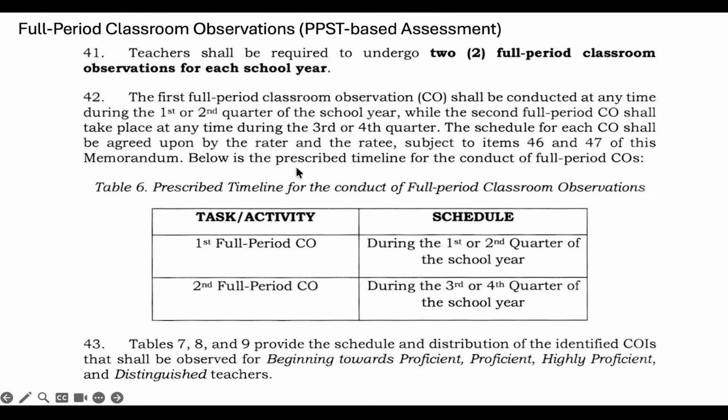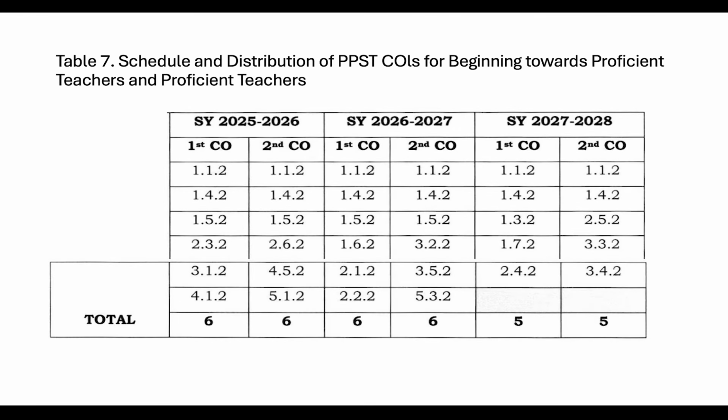Below is the prescribed timeline for the conduct of full period classroom observation. Again, first and second quarter of the school year, and then the third and fourth quarter of the school year. Tables 7, 8, and 9 provide for the schedule and distribution of the classroom observation indicators, which shall be observed for beginning to proficient, then proficient, highly proficient, and distinguished teachers. Here we see the schedule and distribution of the PPST. Of course, that is how it's distributed.